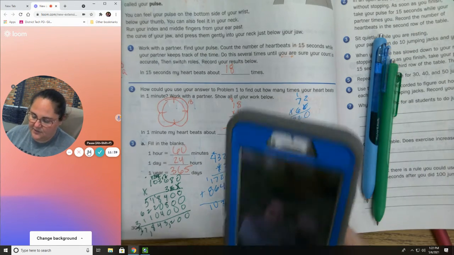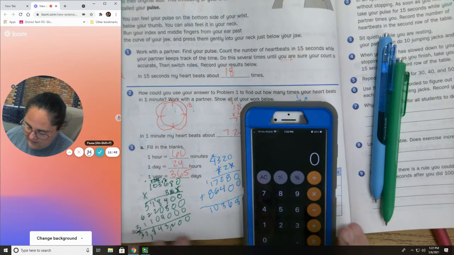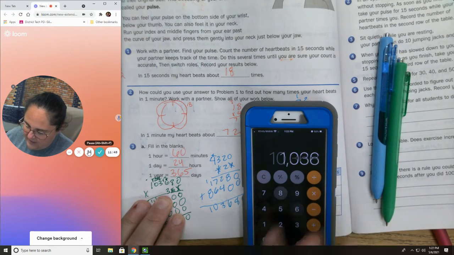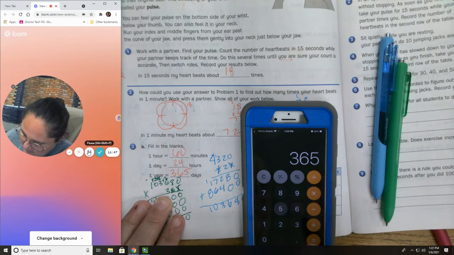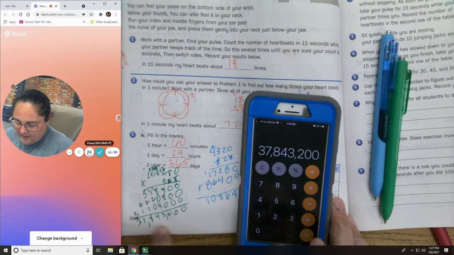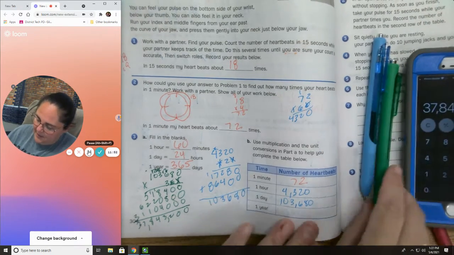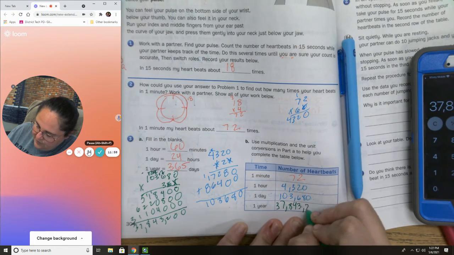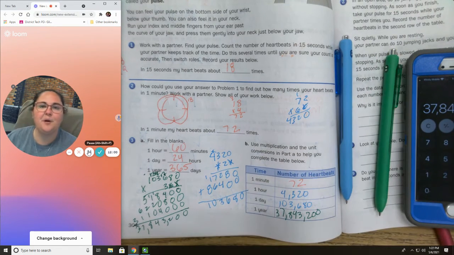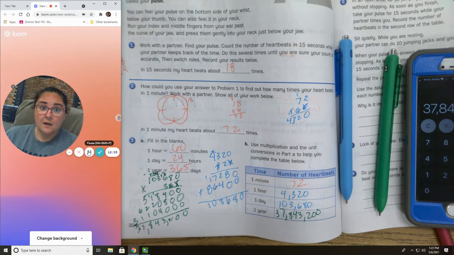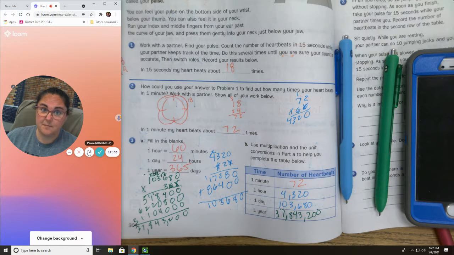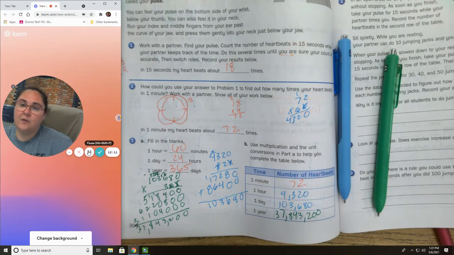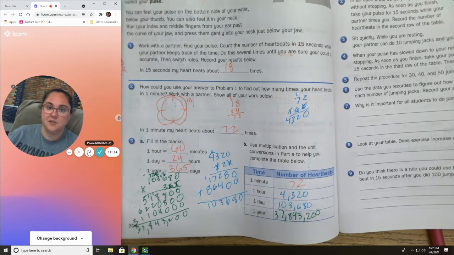Just to make sure, I am going to use my calculator. Here we go. We did 103,680 times 365. Did my math make sense? Yes, it did. Awesome job. 37,843,200 beats per year. Wow. It's a lot. That's not counting exercise. That's not counting when my heart rate goes up. That is regular standstill beats per minute.